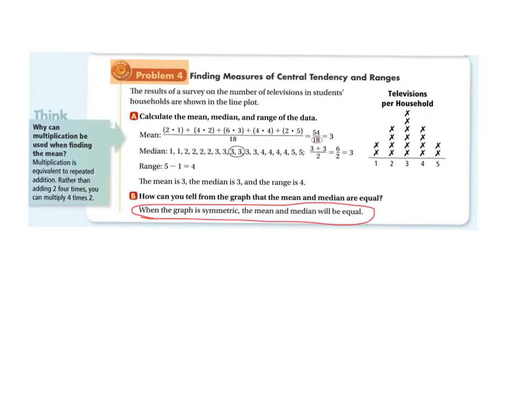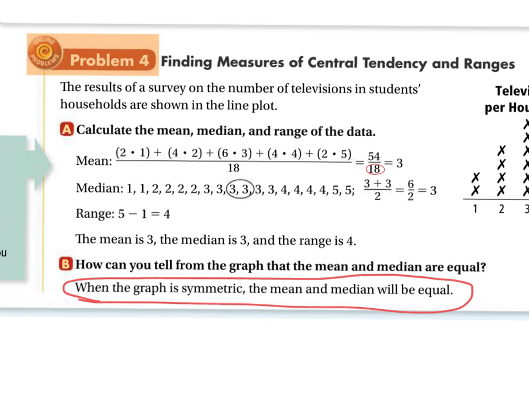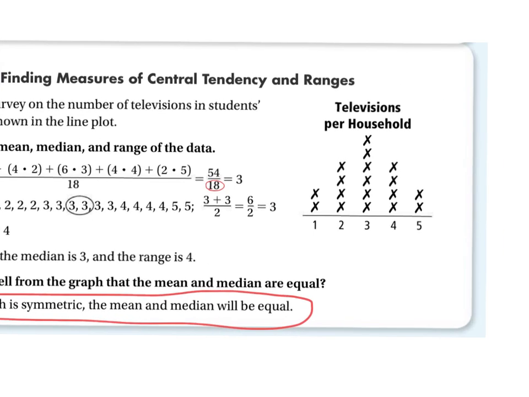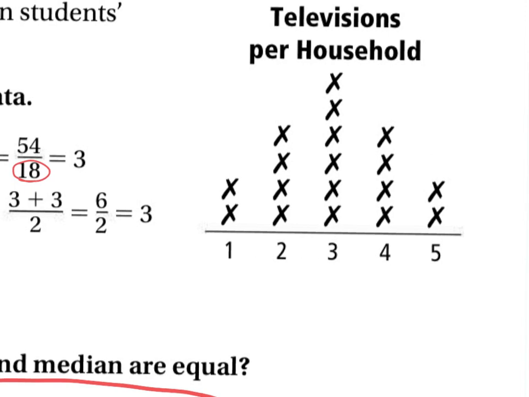Problem 4, they want us to find measures of central tendency and the range. So on problem 4, they have a line plot for how many televisions are in students' households. So for this line plot, basically each X that's above a number represents people that had that many televisions. So 2 people had 1 TV, 4 people had 2 TVs, and so on.